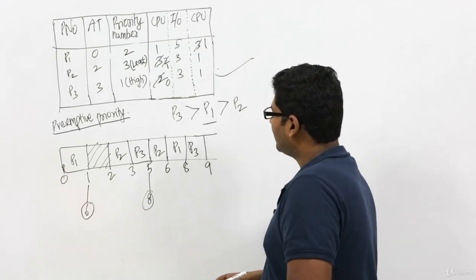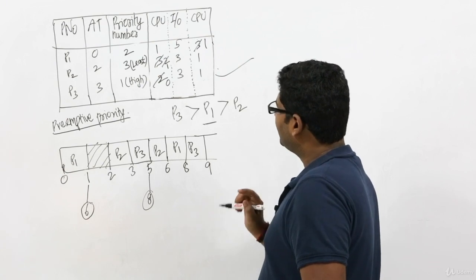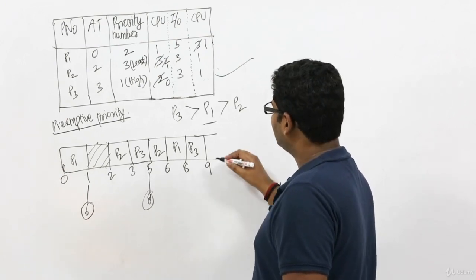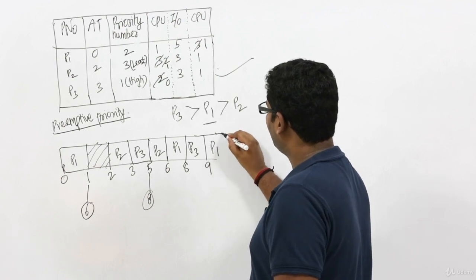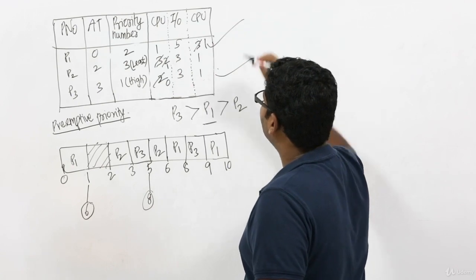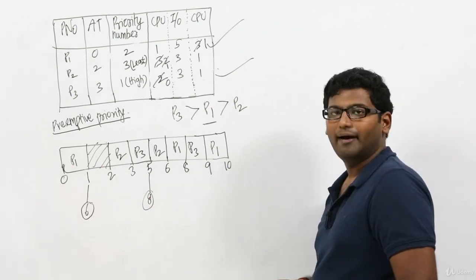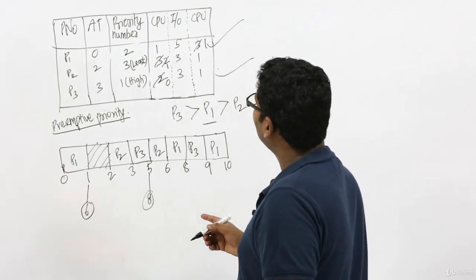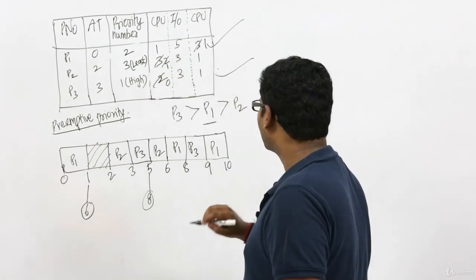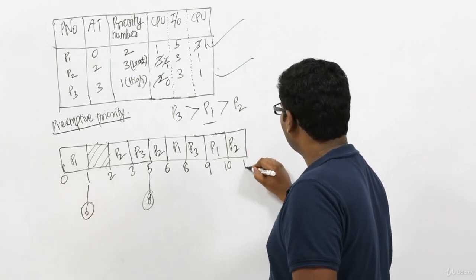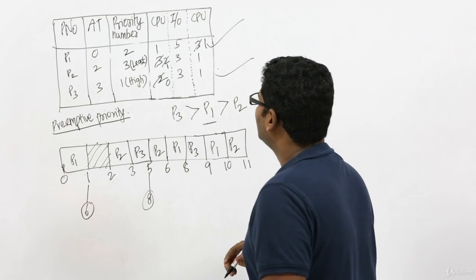Now at time unit 9, we have both P1 and P2, and P1 has the highest priority, so we will continue with P1 till time unit 10. P1 is also completely done. So as of now, we have only process P2. P2 needs to continue with this burst. So we will start with P2, and then it will complete its 1 unit of execution, 1 unit of CPU time.